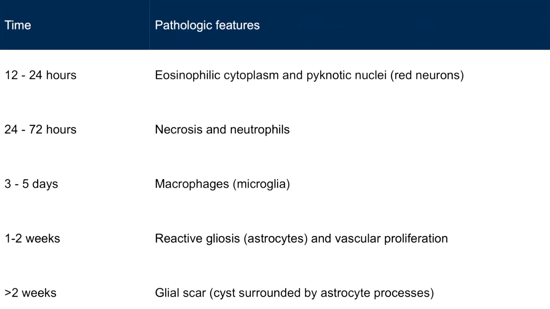This is a high-yield table that outlines the pathologic changes that take place in ischemic neural tissue over time. These changes follow roughly the same pattern as inflammatory and necrotic changes in other tissues, including neutrophilic infiltration followed by macrophage activation. However, there are a few important things to remember in neuronal tissue. The first change to take place within 12 to 24 hours is the development of eosinophilic cytoplasm and pycnotic nuclei, causing the neurons to turn red.